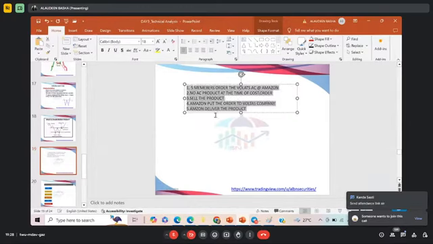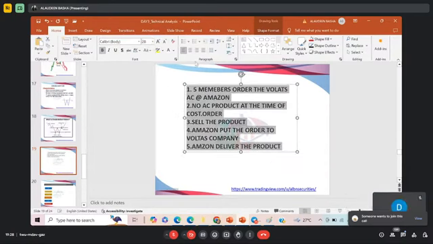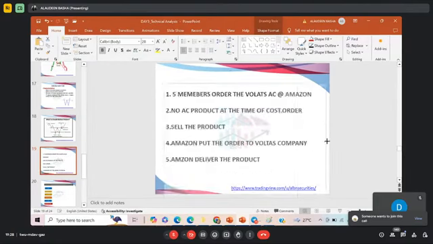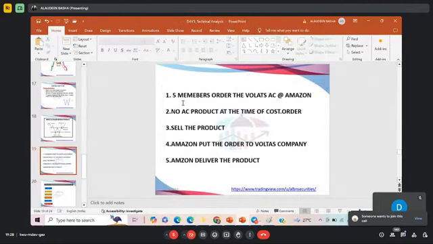So I'm repeating the same steps. I hope all of you understand. Just imagine the first 5 or 10 members put an order for Voltas AC at Amazon. At the time of the order, Amazon may or may not have the product in its warehouse. Most of the time they are not holding the product. Once the customer puts the order and pays the amount, Amazon goes to the vendor, buys the product and delivers it to the customer.